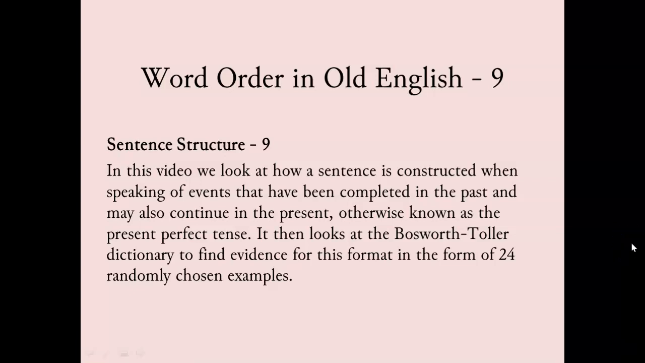In this video, we look at how a sentence is constructed when speaking of events that have been completed in the past and may also continue in the present, otherwise known as the present perfect tense. We're then going to look at the Bosworth-Toller dictionary to find evidence for this format in the form of 24 randomly chosen examples.